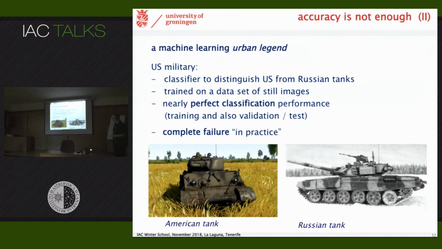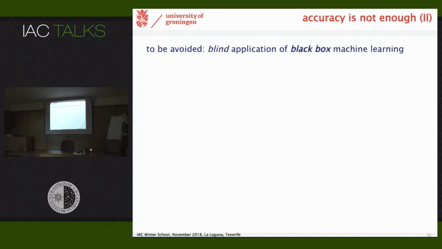And then somebody looked at the data set, and the reason for this was that all the American tanks were photographed somewhere in Kansas, whereas all the Russian tanks were standing in the snow in Siberia, and the system had learned to detect the snow versus the green fields of Kansas, not the tanks, right? Now this is an urban legend, and as any urban legend, it is not true. At least not really true. But things like that happen all the time.